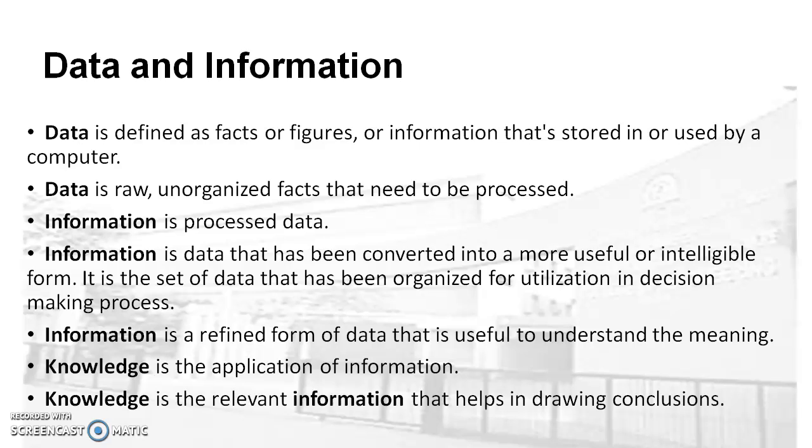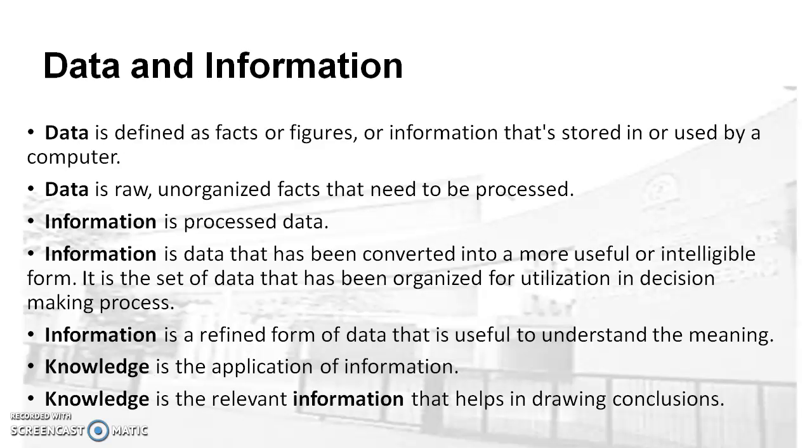If I give you some data as 5, 10, 15, 20, 25. Now if you look at this, it's just raw data, some numbers or figures. Now if you give this data to your brain processor, it will process this data, organize it in a more intelligible form, and after processing, it will understand the meaning that these are multiples of 5. So then it becomes information.